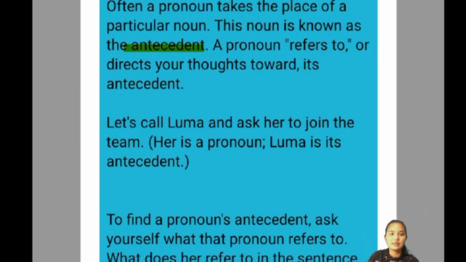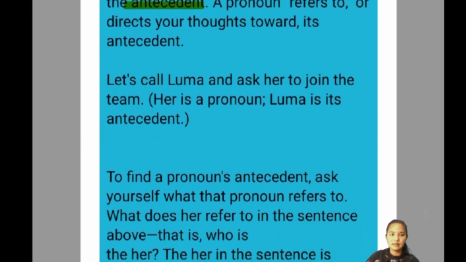Now what does it mean? Let us make it more simple. A pronoun refers to or directs your thoughts towards its antecedent. Now how? See here: let's call Luma and ask her to join the team. Her is a pronoun, Luma is its antecedent. It means we are asking Luma to join.